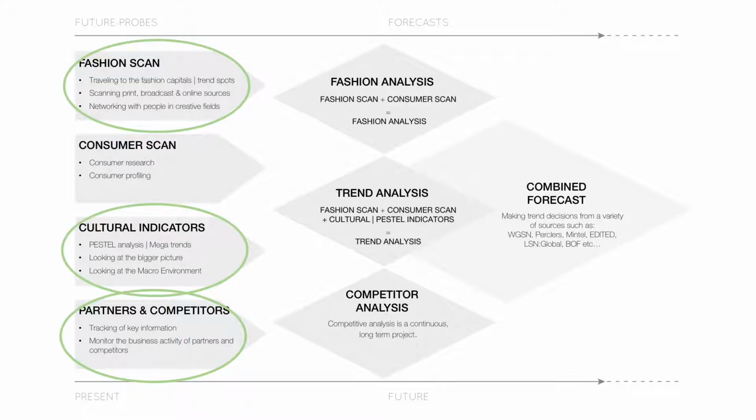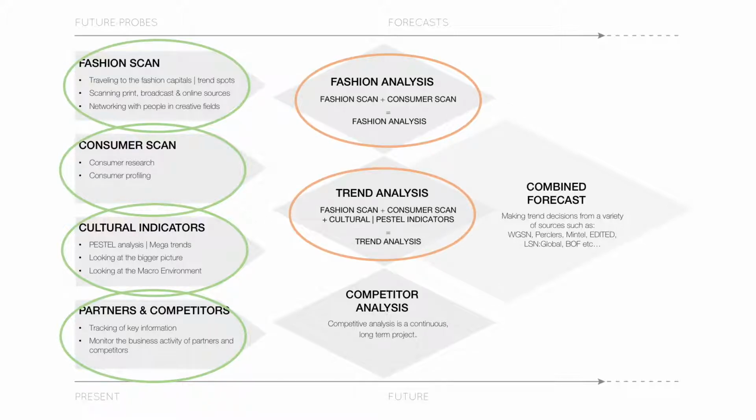We've looked at cultural indicators by doing our pastel analysis, and we've completed a consumer scan and created consumer profiles from that. With all this information combined, we can now go on to do our fashion analysis and trend analysis, which will allow us to start creating our trend stories for forecasting. And again, competitor analysis is always ongoing. You should be doing this all the time anyway.